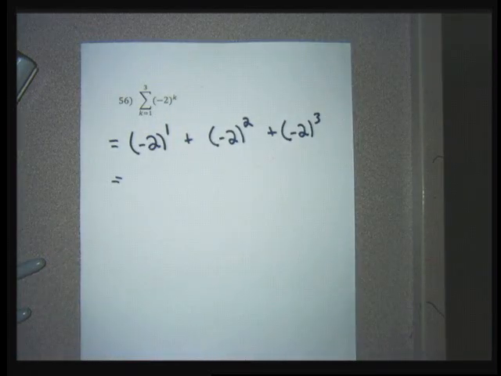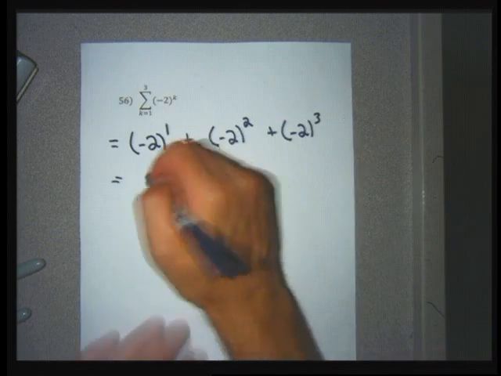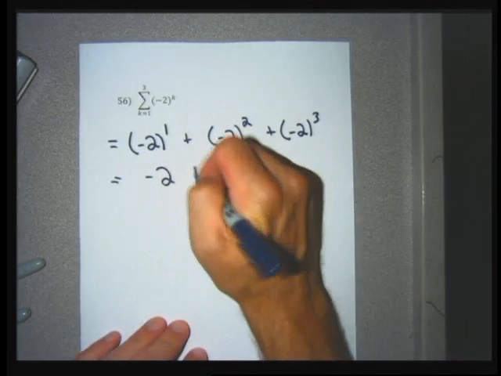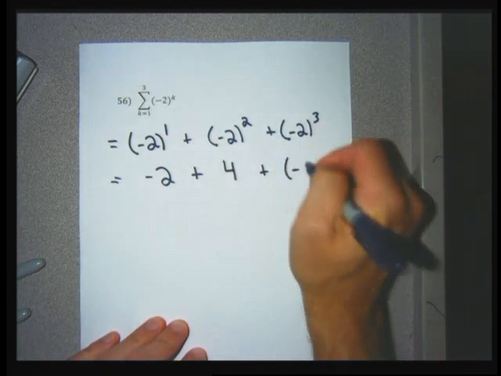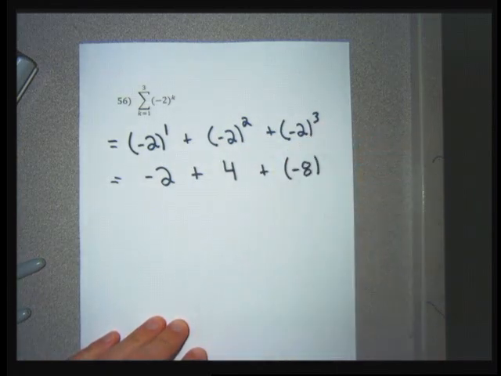Simplify each number and then add the results. Negative 2 to the first power is negative 2. Negative 2 to the second power is positive 4. Negative 2 to the third power is negative 8. So I plug the numbers 1, 2, and 3 in.